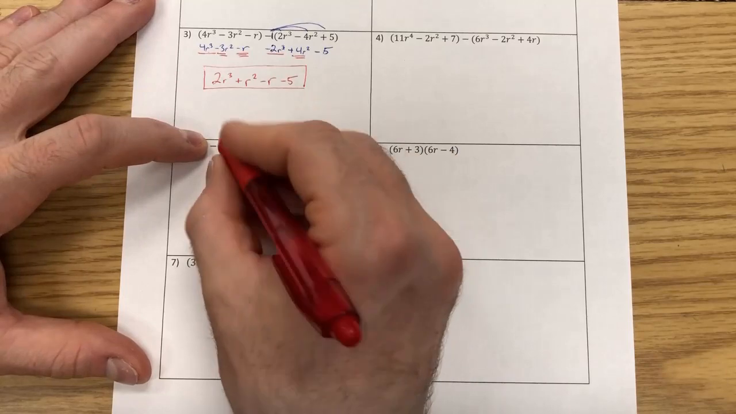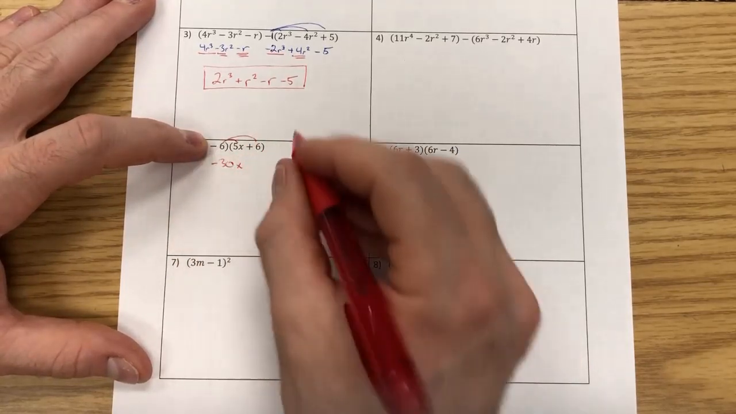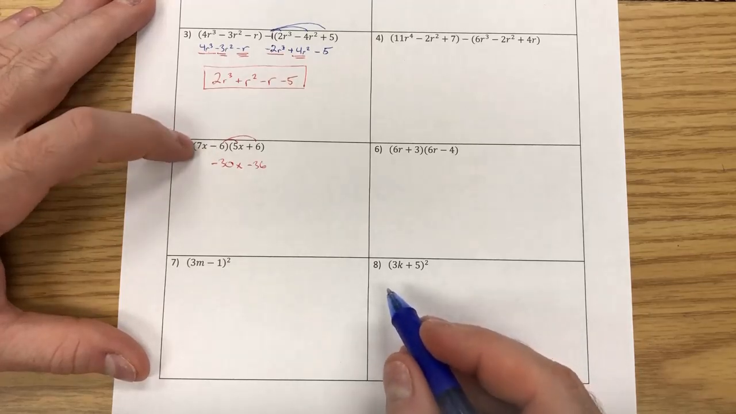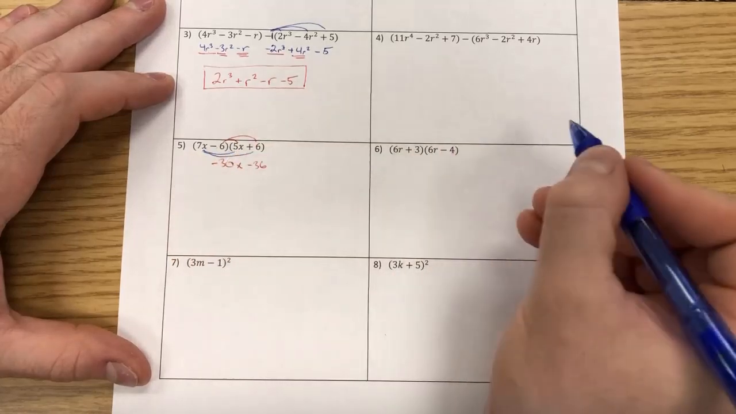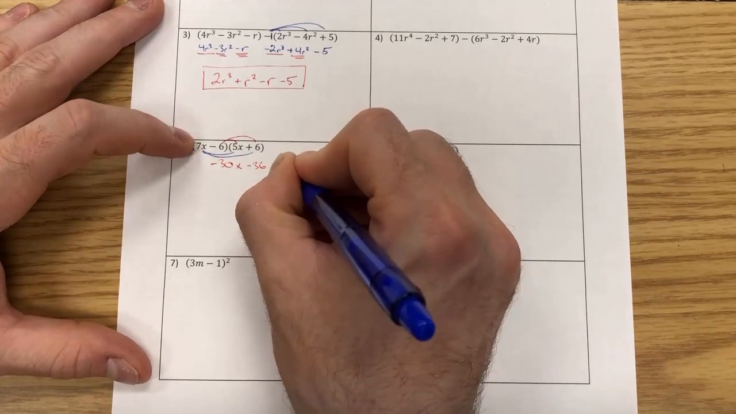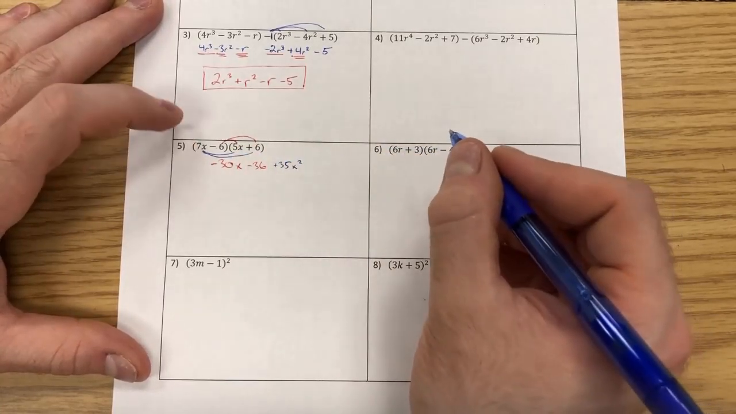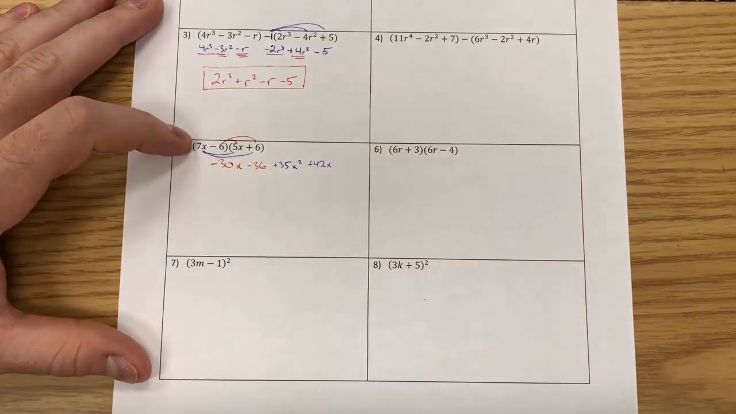So negative 6 times 5 becomes negative 30x. Negative 6 times positive 6 is negative 36. And so now that we've distributed the 6, let's continue on and distribute the 7, because that gets multiplied times both of these as well. 7 times 5 gives me 35. I have 2 x's, which means x squared. 7 times 6 is 42, and a single x.